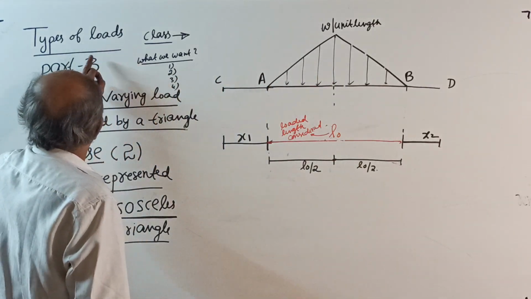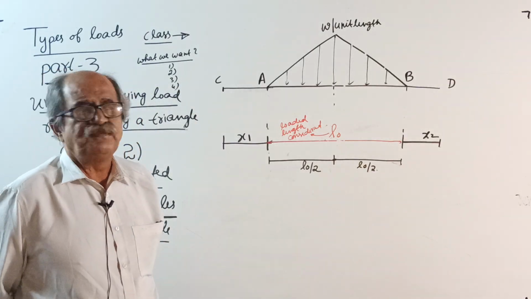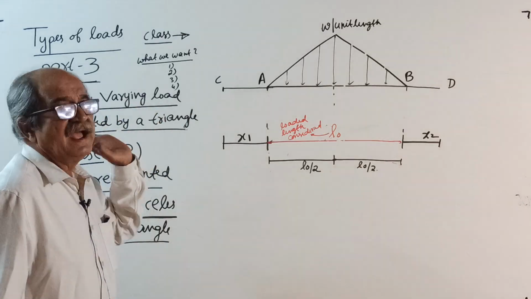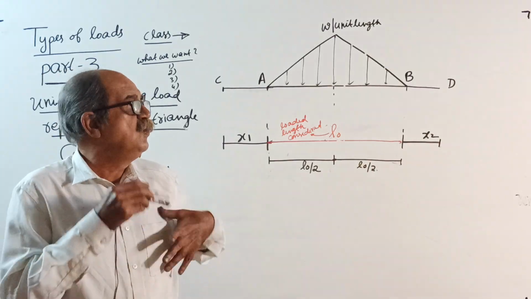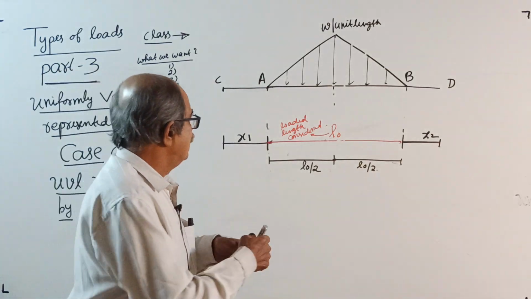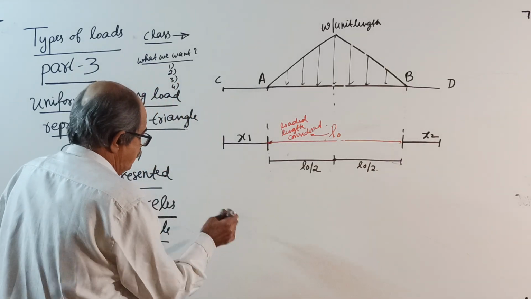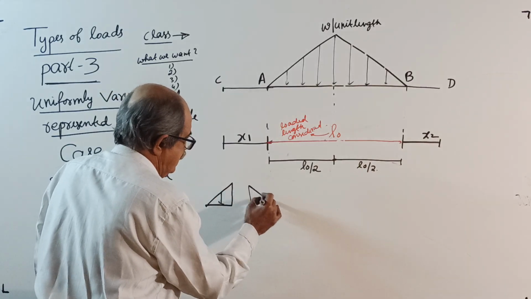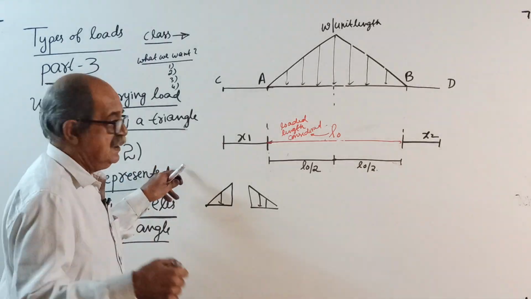Types of loads, part 3. As I told you, part 3 is for uniformly varying load represented by a triangle. I told earlier, 3 cases are there. One, by a right angle triangle, this way or this way. This is already over in the previous case, number 1.